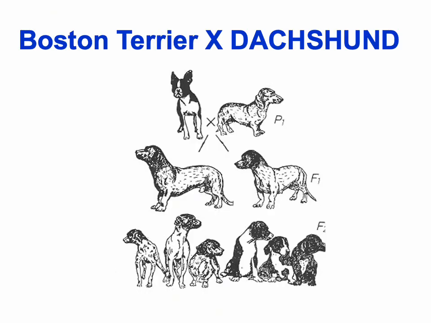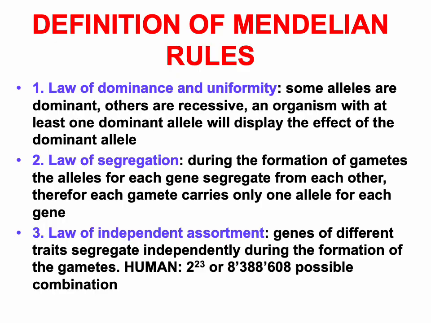And a nice example for dogs, Boston Terrier crossed with Dachshund. You have a homogeneous phenotype in the F1 and segregation in the F2. Now we can formulate the Mendelian rules. The first is the law of dominance and uniformity, which means that some alleles are dominant, others are recessive. An organism with at least one dominant allele will display the effect of the dominant allele.